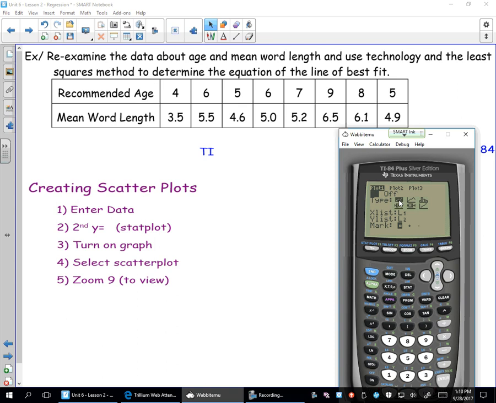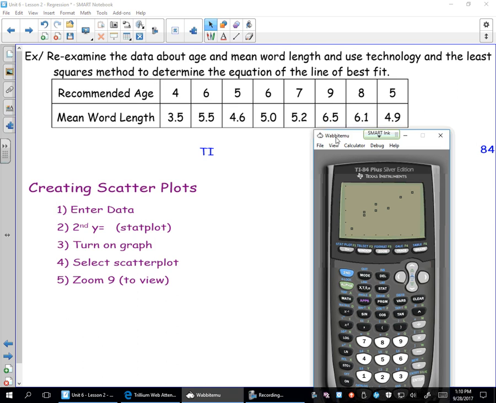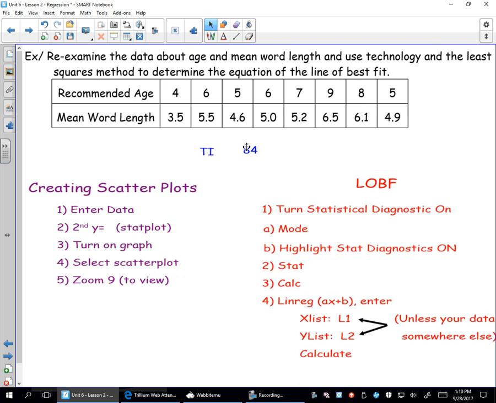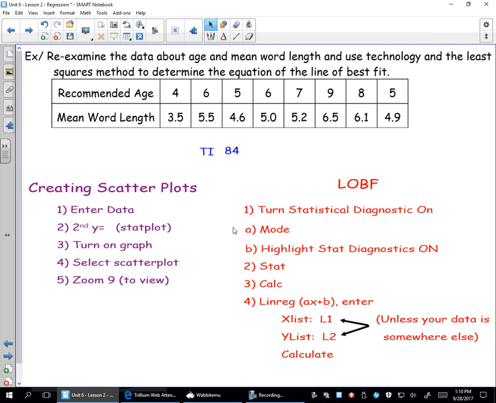When we did histograms, we used to have to use the window adjustment, but the nice thing with scatter plots is we can use the zoom button. So we're going to go to zoom, and we go all the way down to number 9. So zoom stat. Or if you will, just press zoom and then 9, and it does it for you. And there's our scatter plot. Perfect, just the way we want it. Exactly what we saw on our page yesterday when we did this by hand. But we don't want to just make the graph, we want to analyze the graph. So, second half, finding the line of best fit.